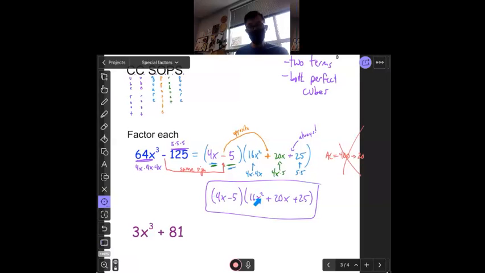But 4x times 16x squared. 4 times 16 is 64. X times x squared is x cubed. 64x cubed. The front works. Negative 5 times positive 25 is negative 125. The back works. There's a really good chance you got the middle right too, okay? But you know the front and the back work. There's a really good chance the middle works. You can still mess it up, but at least you would have gotten most of it right.